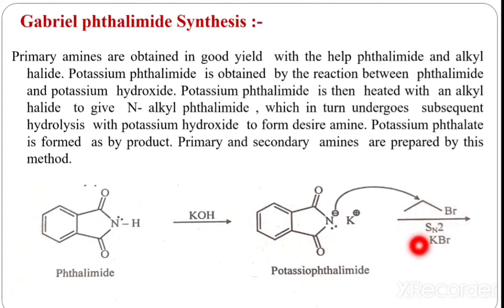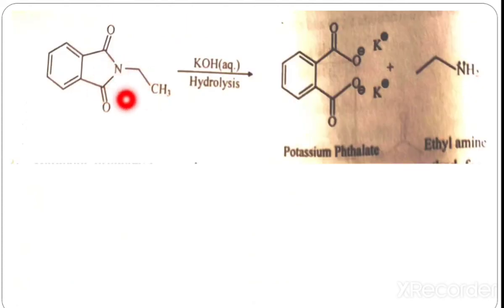Here SN2 type of reaction. Here nitrogen carrying this negative charge acts as a nucleophile. This will attack this carbon with departure of this good leaving group. That means here SN2 reaction. And we know that in case of SN2 reaction, the nucleophile attacks the carbon opposite to the good leaving group. That means here this is SN2 reaction. Okay, and we get the N-alkyl phthalimide, that means formation of N-alkyl phthalimides.